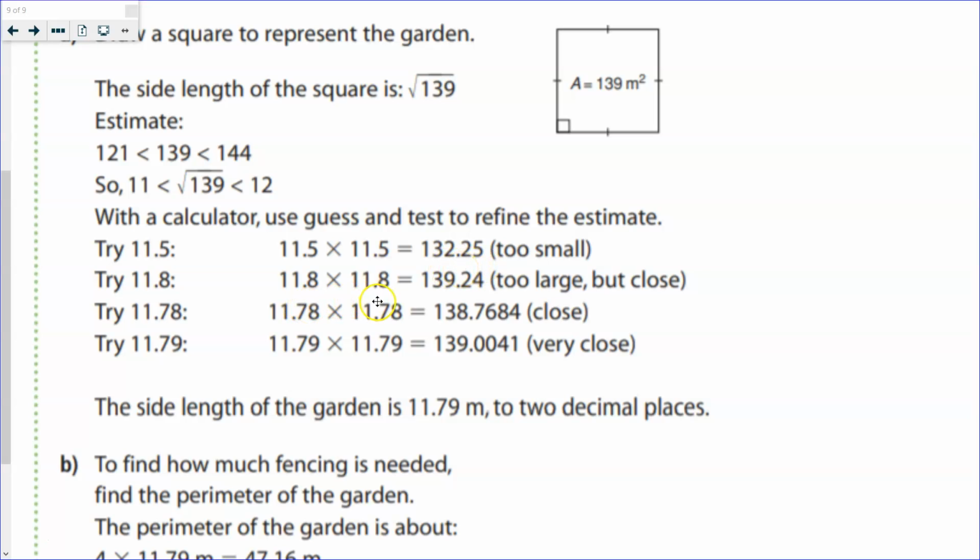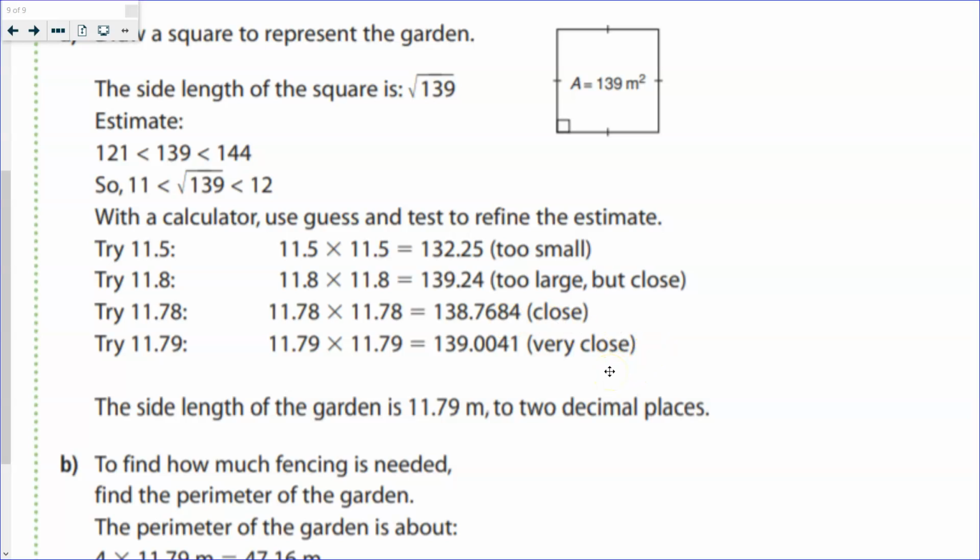So then they went higher, 11.8, too large but really close. And then they added 11.78. So they've added a number after this decimal. They've gotten very specific. So when they said to 2 decimal places, they can actually use them in this number. So 11.78 times itself, now we're getting really close. And then they went 11.79 to get as close as possible.